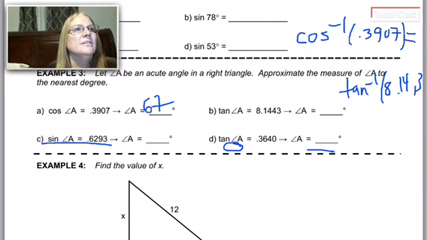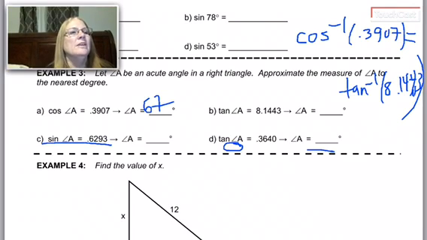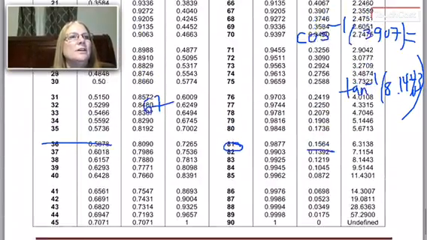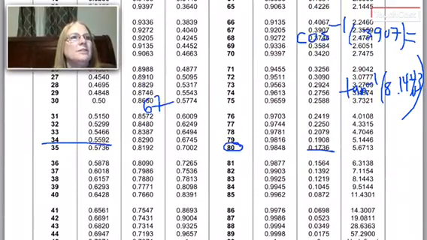Okay, so now we want to find the inverse tangent of 8.1443. It's kind of hard to write over here on the side, but we're looking for the angle that is associated with the inverse tangent of 8.1443. So again, tangent is our last column. We scroll down, and we find that right here. And so that is 83 degrees.